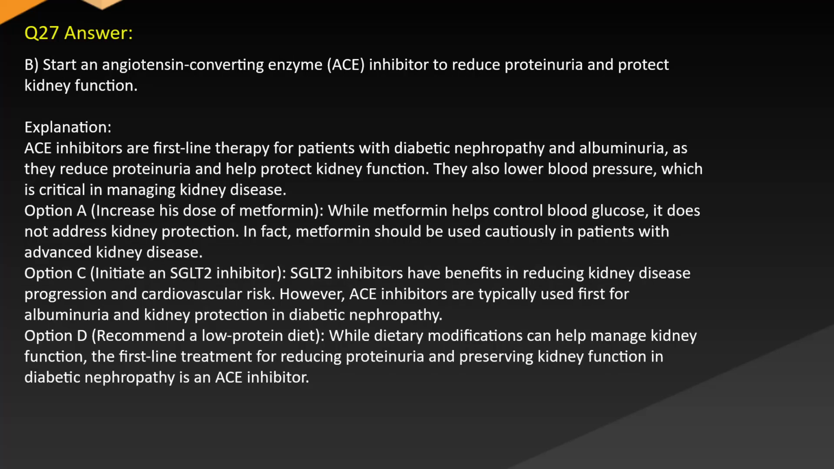Answer. B. Start an angiotensin-converting enzyme (ACE) inhibitor to reduce proteinuria and protect kidney function. Explanation. ACE inhibitors are first-line therapy for patients with diabetic nephropathy and albuminuria, as they reduce proteinuria and help protect kidney function. They also lower blood pressure, which is critical in managing kidney disease.